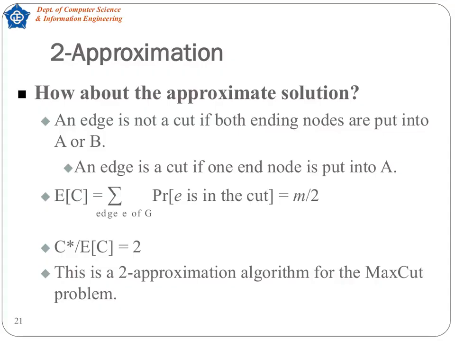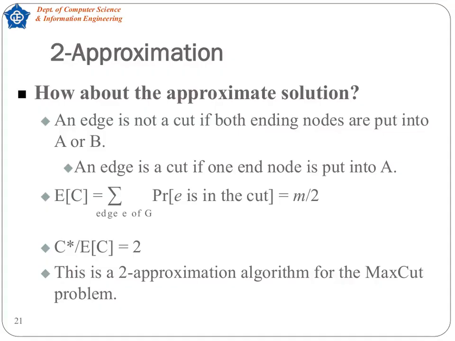Building on that, we then look at the expected value of the cut, denoted as EC. As previously discussed, this is calculated as the sum over every edge in graph G of the probability that edge e is included in the cut. What's truly interesting is that this expected value is shown to be equal to m divided by 2, where m represents the total number of edges in the graph. This means that, on average, half of all edges are expected to be part of our cut. Now for the truly powerful insight. When we consider the ratio of C star, which represents the optimal cut, to our expected cut EC, we find that C star over EC equals 2.